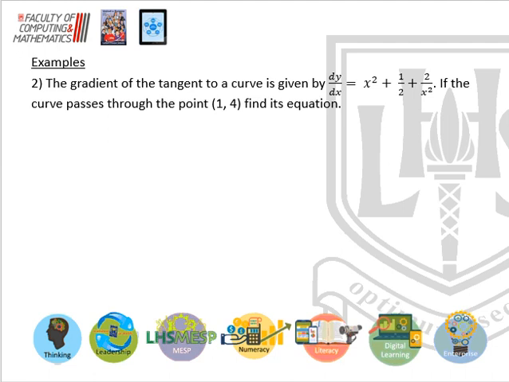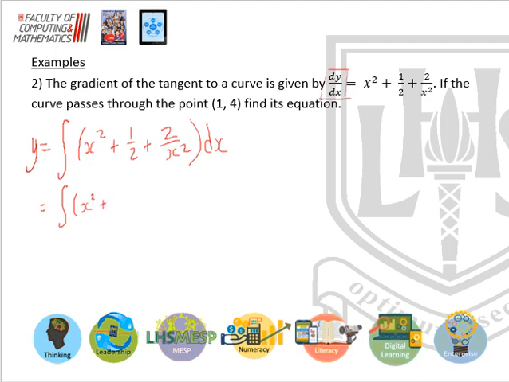Now, even if that dy by dx wasn't here, we would need to know that the gradient of the tangent is equal to the derivative. So if I want the equation of the original curve, that's going to be y equals the integral of what we have there. So it's the integral of x squared plus a half plus 2 over x squared. First thing we recognise is that x squared in the bottom is going to cause us a bit of an issue. So I'm going to rearrange this equation.